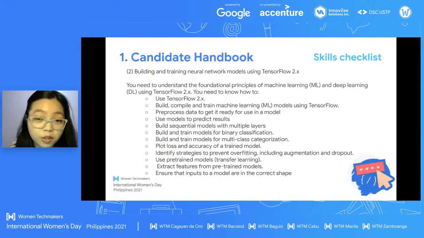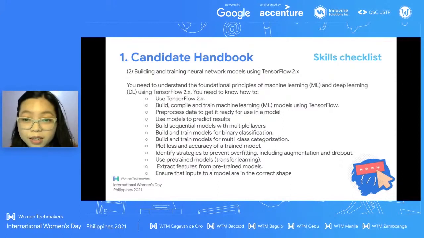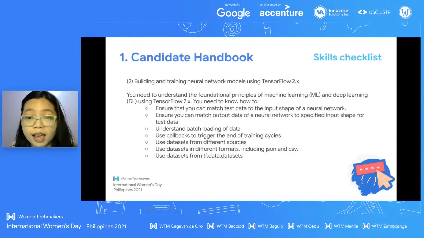So you need to use, of course, TensorFlow 2.x and build and compile sequential models. You have to know how to build and train models for binary classification and multi-class classification, and the plots that you will be using. The use of pre-trained models or transfer learning, and ensuring that the inputs to a model are in the correct shape. So those are pretty general for the machine learning part.